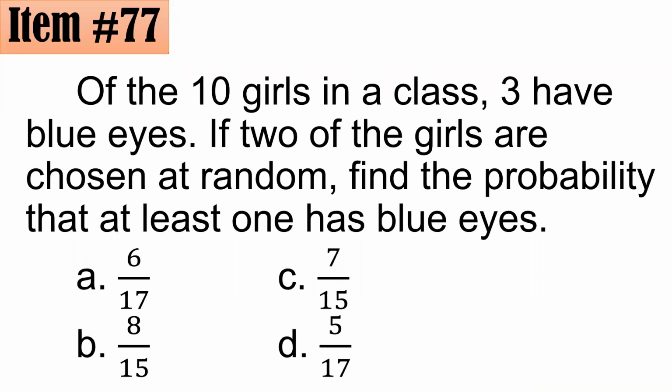77. Of the 10 girls in class, 3 have blue eyes. If 2 of the girls are chosen at random, find the probability that at least one has blue eyes. Is it 6/17, 8/15, 7/15, or 5/70?